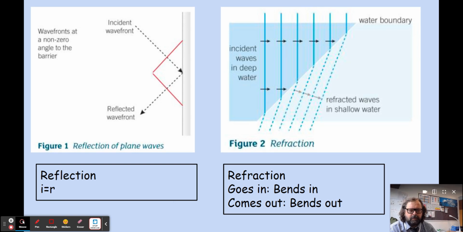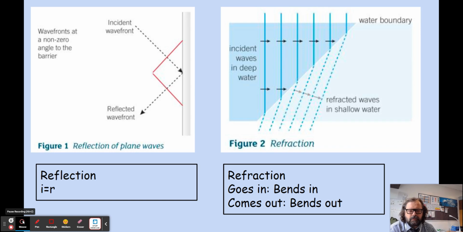When we're talking about wave behavior, the two most common types of wave behavior are reflection and refraction, and we'll talk about these in more detail later. But for now, remember that reflection is waves bouncing off surfaces, and when that happens, the angle that the wave hits the surface at will be the same as the angle it bounces off at.